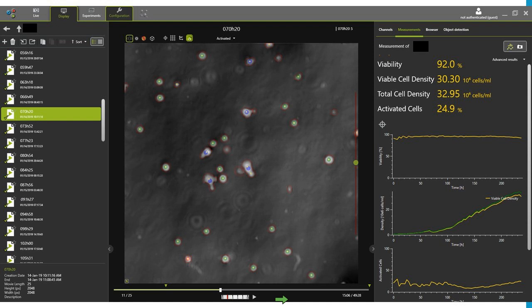And all the cells are marked by the software by their status. So in this example, the green dots represent the viable cells, the blue dots represent the activated cells, and a red dot will indicate a dead or a dying cell.